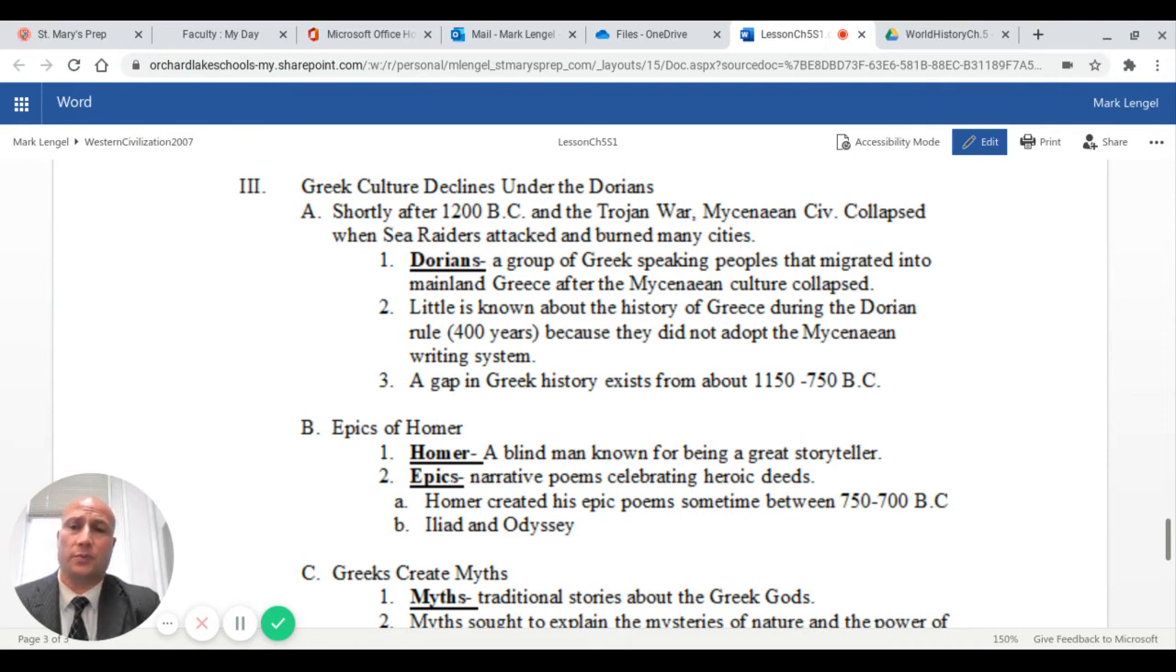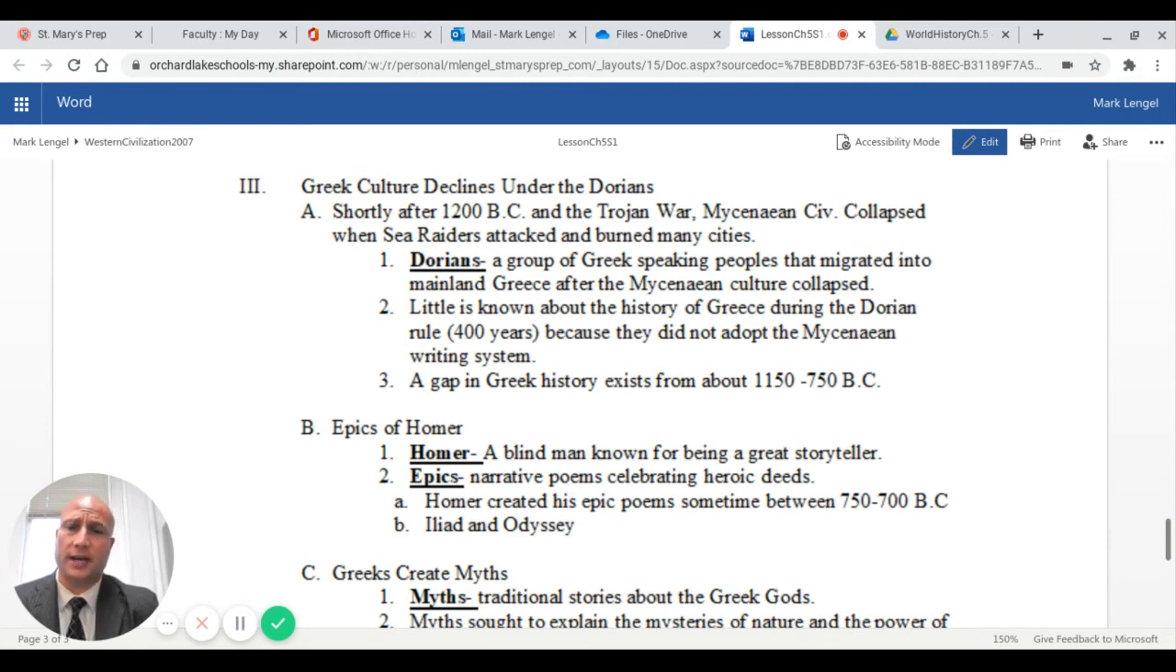The Dorians are a group of Greek speakers that migrated into mainland Greece sometime after the Mycenaean culture collapsed. We don't know a whole lot about Greece during the Dorians' time because they did not adopt the Mycenaean writing system. So they didn't necessarily have a system of writing. So a small gap in Greek history exists from about 1150 to 750 BC. During this time, the only real history that we have is based on the epics of Homer.